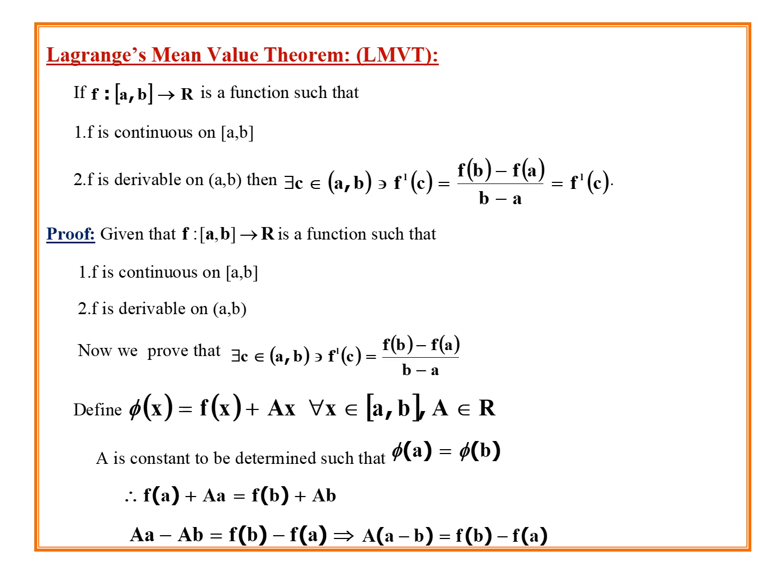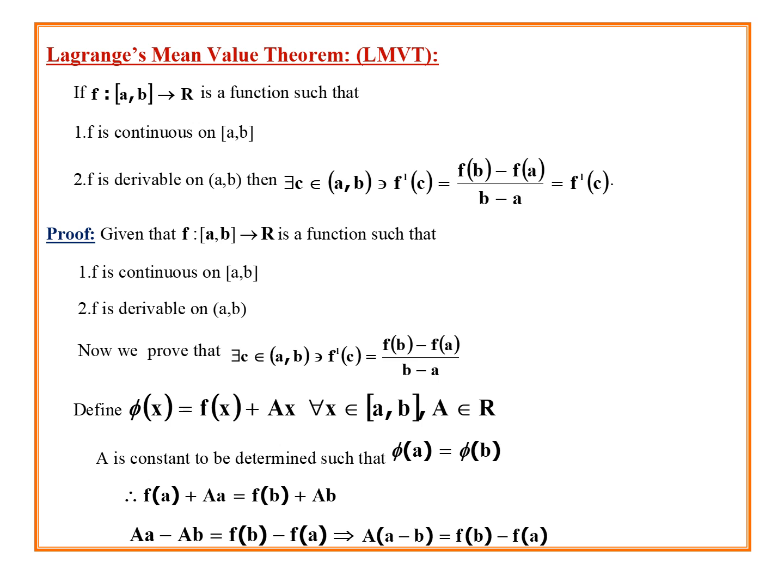If f is a mapping from closed interval [a, b] to R, a function such that we have two conditions here: f is continuous on closed interval [a, b], and f is derivable on open interval (a, b). Then there exists c belonging to open interval (a, b) such that f dash c is equal to f of b minus f of a by b minus a.